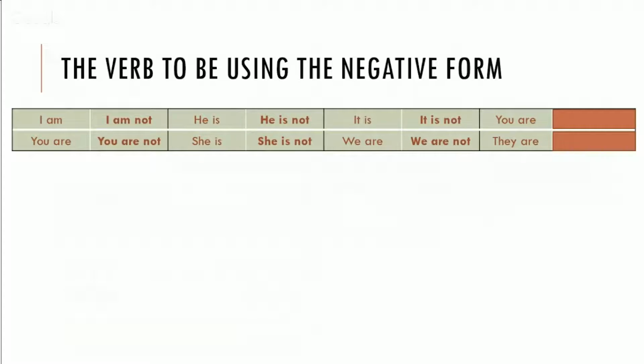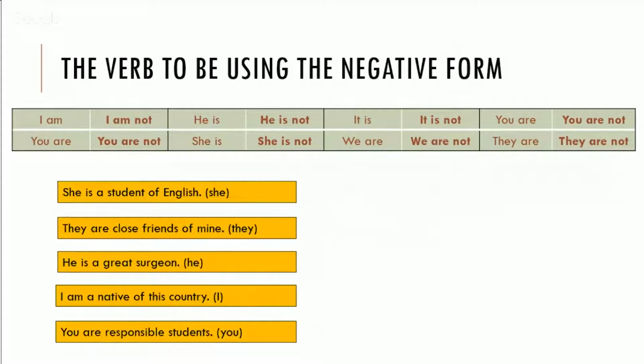Next, we are. And for negative, we are not. Then you'll have you are, and you are not. Excuse me again. And the last one, they are, and you have they are not.